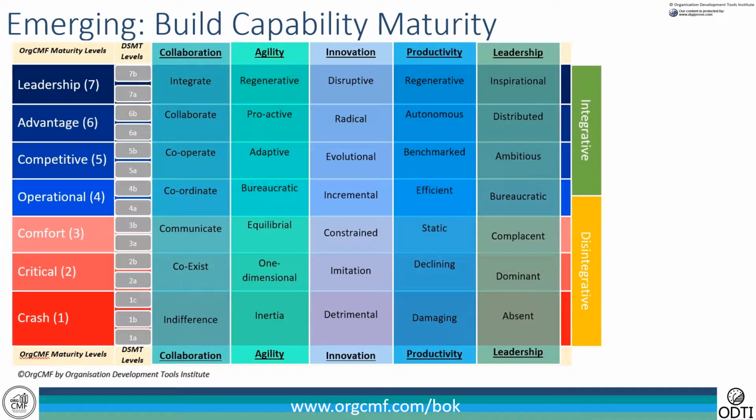Emerging approaches focus on building capabilities and capability maturity so that the system becomes more agile, innovative, productive, and collaborative. By improving capability maturity, the functioning and performance of the organization overall improves. This systemic approach enhances its ability to anticipate and respond to forces and opportunities for change and transformation.